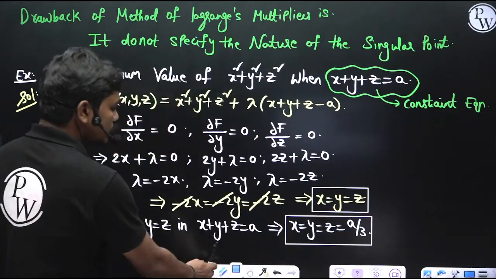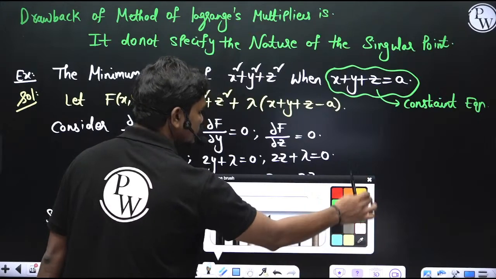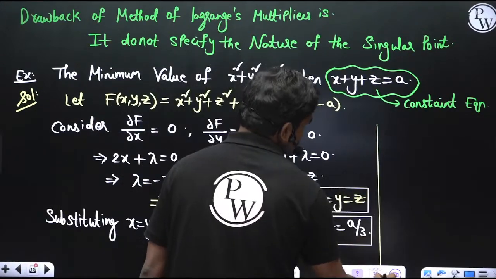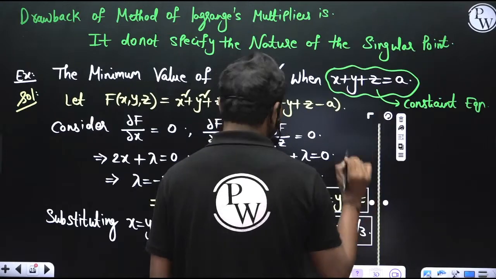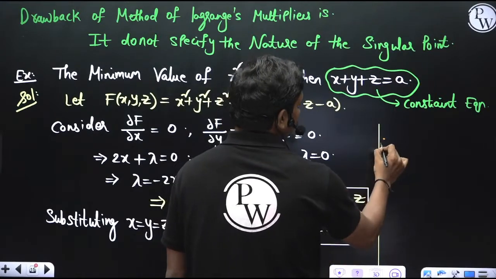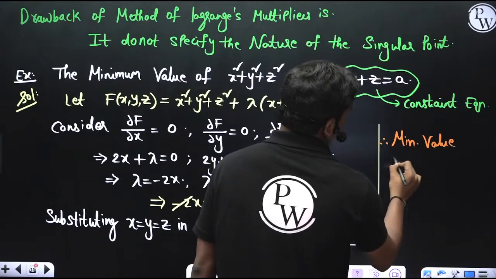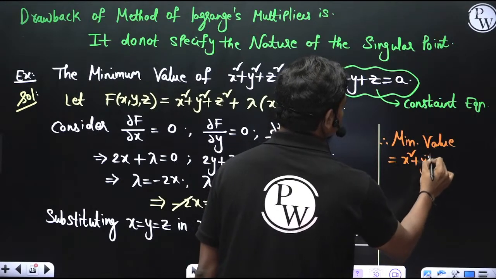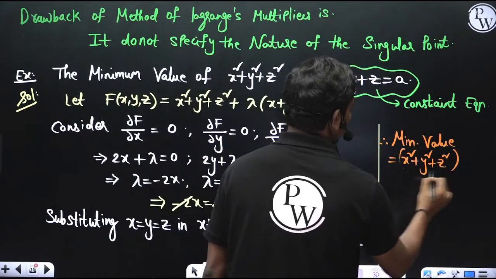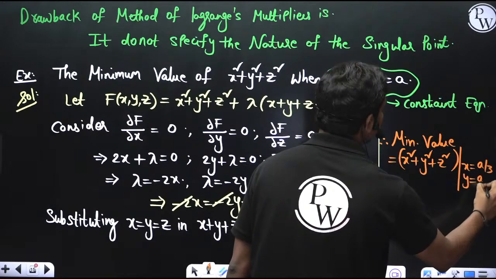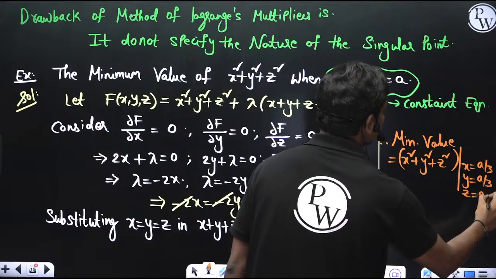Okay, so what is the minimum value? Therefore the minimum value, maybe I'll put a line here and we'll write, so therefore minimum value is equal to x square plus y square plus z square at x equal to a by 3, y equal to a by 3, and z also equal to a by 3.